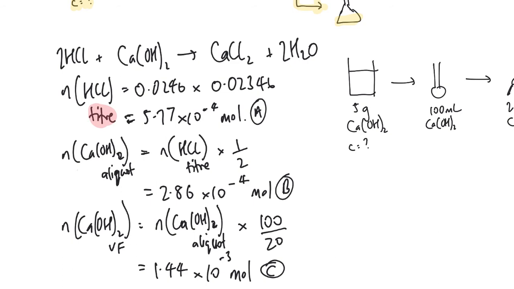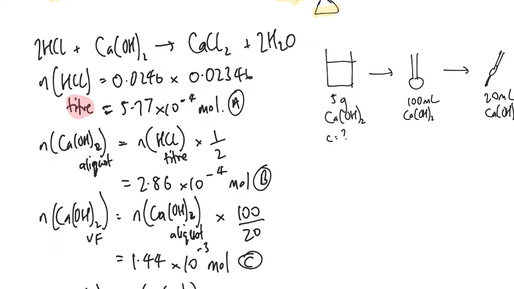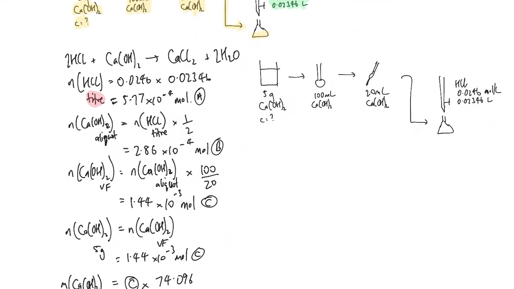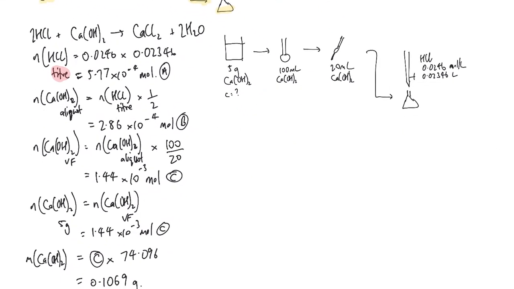Right? Now I'm up to here. I just solved the amount that's in the burette, or in the titer that went into the conical flask. So now I can work out the number of moles of calcium hydroxide in the aliquot, because it'll be related to the number of moles of HCl in the titer, right? And therefore I'll be here in my diagram. I work out that as B, okay, 2.86 times 10 to the negative 4.